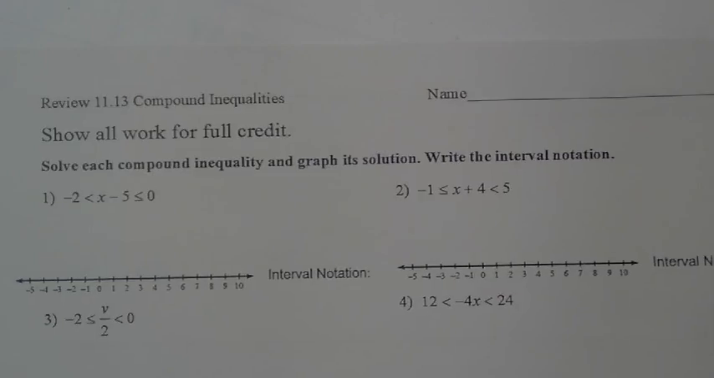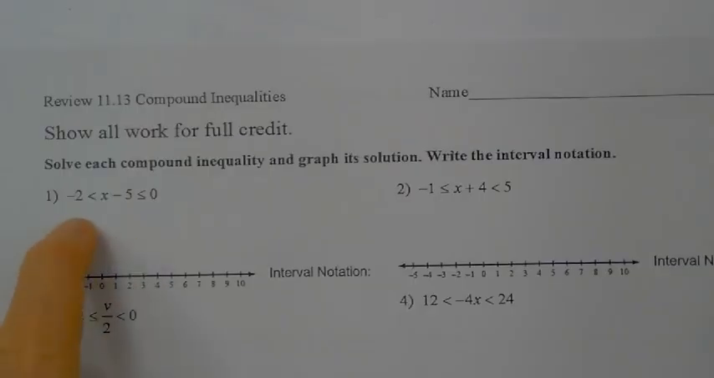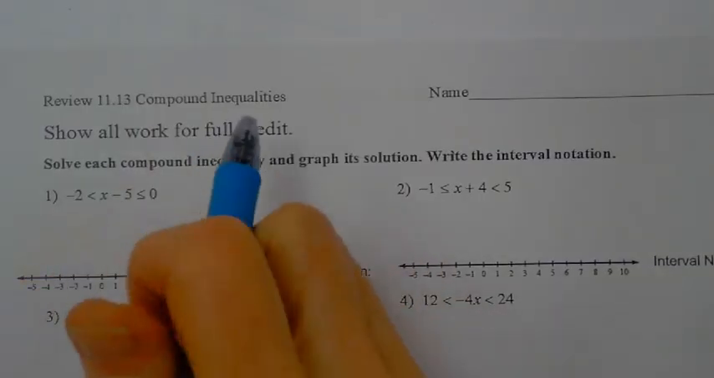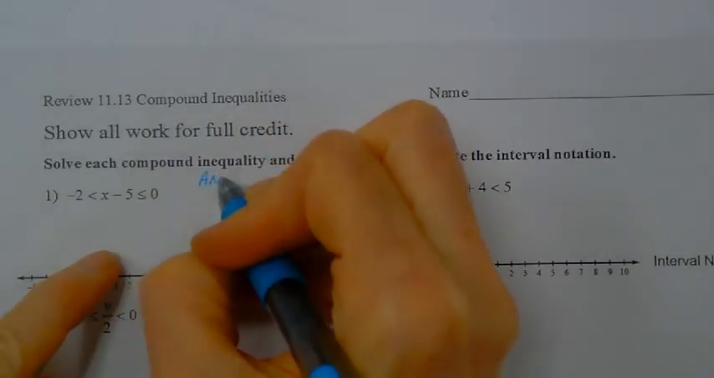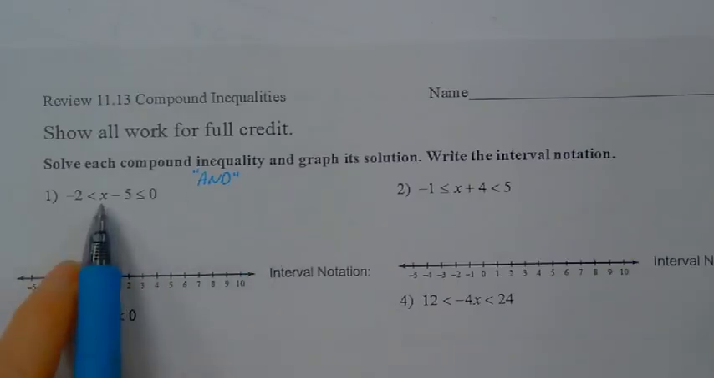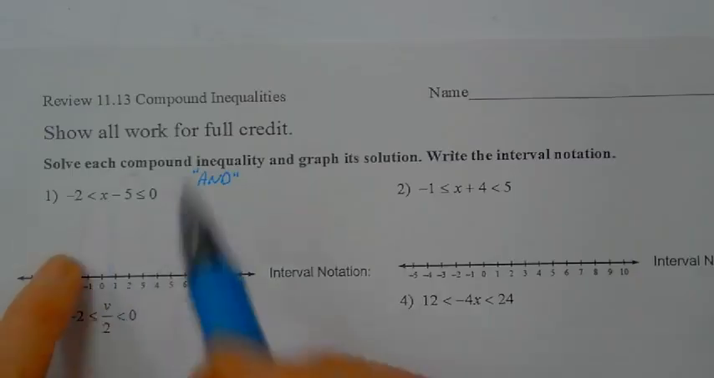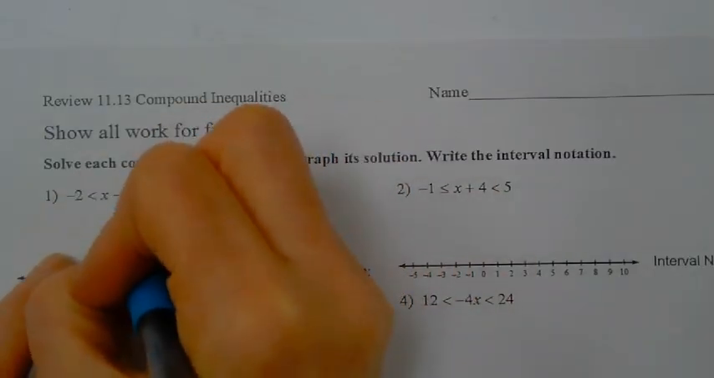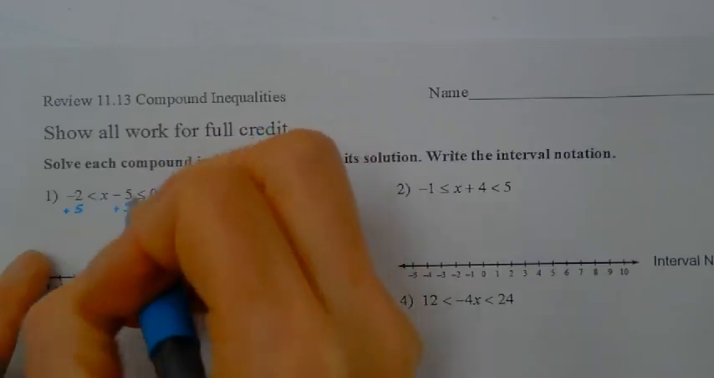Class, this is our review on compound inequalities. So for number 1, with this setup, with the arrows pointing to the left like this, this is an AND compound inequality. So we're looking for x right now, and we're going to solve this inequality. We're going to get x by itself in the middle, so add 5 to both sides. Actually, all 3 sides, this side and this side over here.